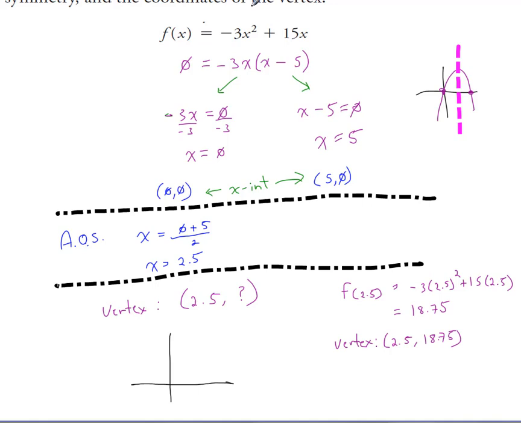So first I'll put on my zeros. One's at 0, 0. One's at 5. Right now it's opening down. And here's my vertex. And my vertex is at 2.5. That's halfway along in between the two.